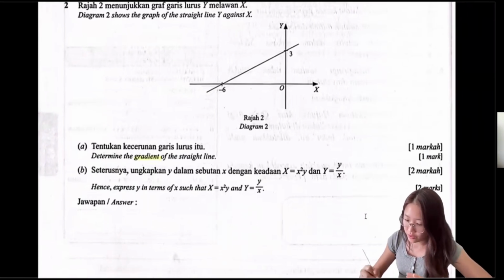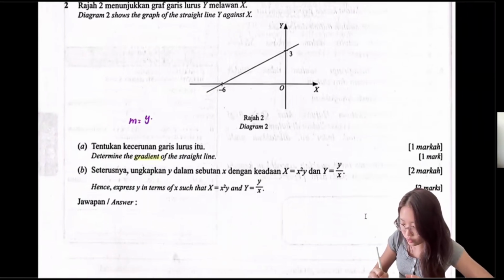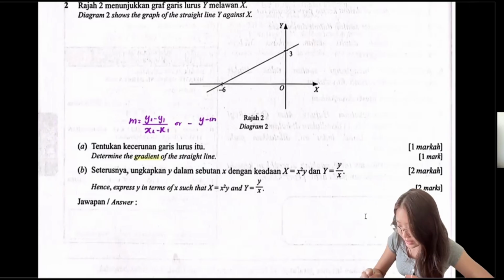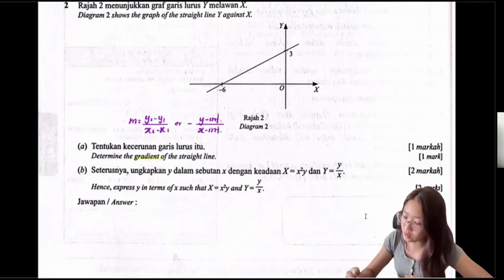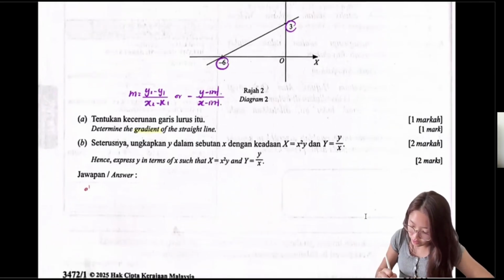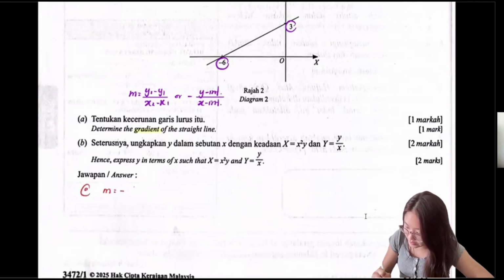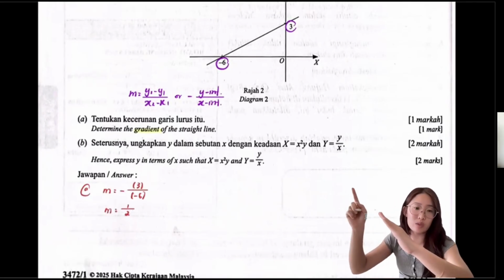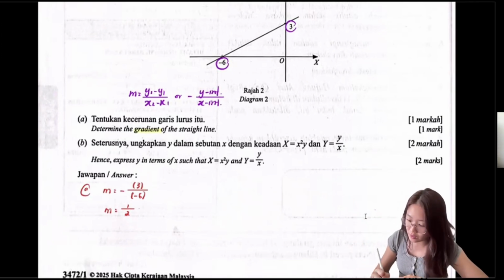Okay, now guys, your gradient, other than using y2 minus y1 over x2 minus x1, you can also use negative y-intercept over x-intercept when you are given. So this is your y-intercept, this is your x-intercept. Okay, now gradient, I can just use the second formula. Gradient equals negative 3 over negative 6. Gradient's answer, negative, negative, positive, 1 over 2. Your line is slanting upwards, so it's a positive gradient. This one give you 1 mark.